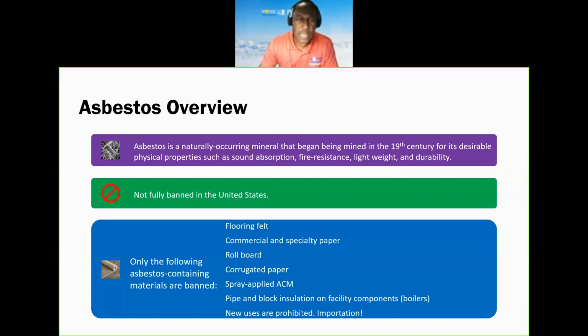Asbestos was most commonly used in commercial, industrial, and manufacturing. Asbestos is a naturally occurring mineral that began being mined around the 19th century for its desirable properties such as sound absorption and fire resistance. It's lightweight. It also has chemical and electrical resistance, and is quite durable as well.